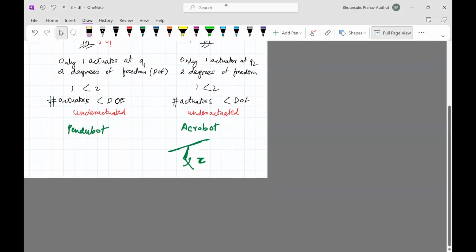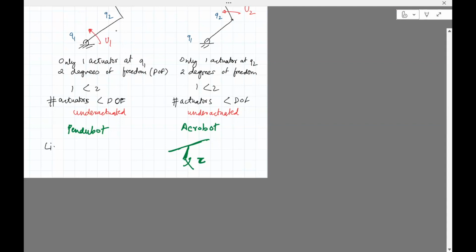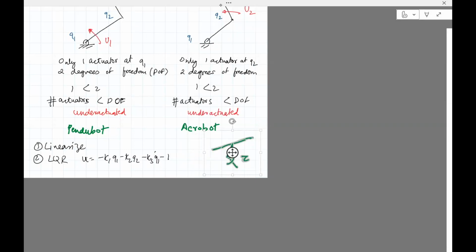It turns out that we can use LQR. So the trick is: step 1, linearize; step 2, use LQR. The controller would be minus K1 Q1 minus K2 Q2 minus K3 Q1 dot minus K4 Q2 dot. Okay, so LQR will give this.